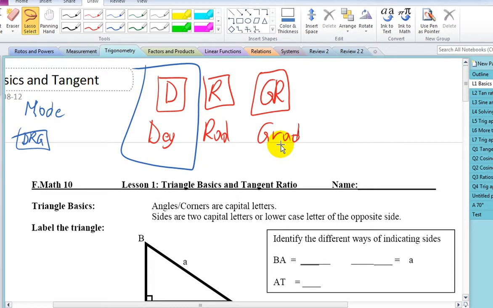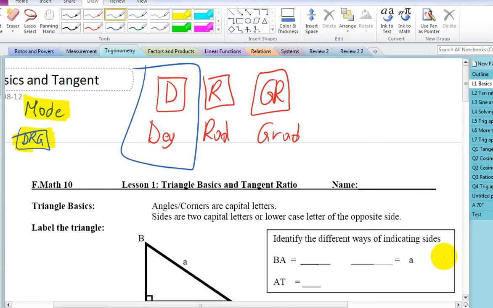If you have to switch it, you'll be looking for a DRG key that looks like this, or you have to press mode and then choose 1, 2, or 3 accordingly. Please make sure you can see a D or DEG on your calculator now. Should be on the top.